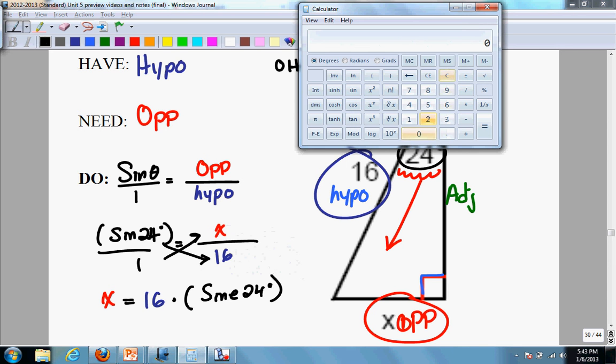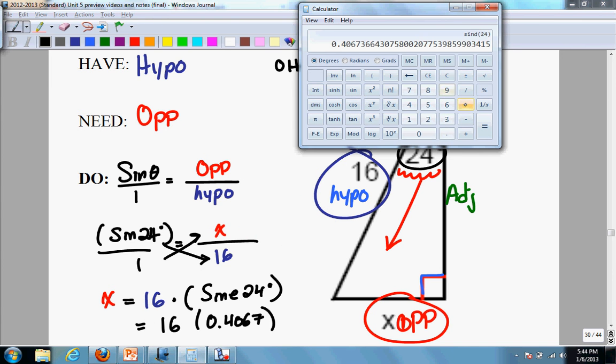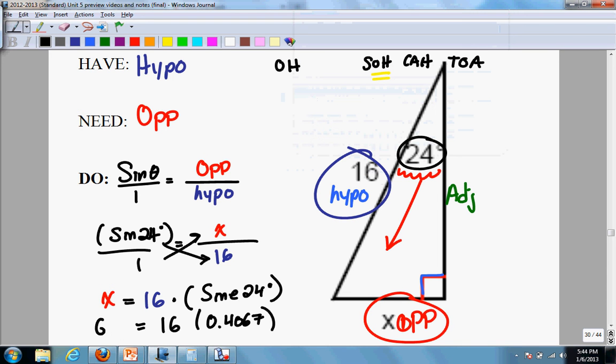Sine 24, in my calculator here, we're going to go 2, 4 sine. And we get 0.4067. Times 16 equals our x. And we're going to end up with 6.5 is x. You're going to get better at this as you get practice, practice, practice.